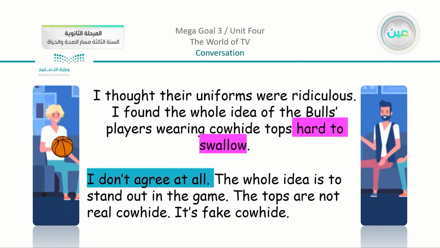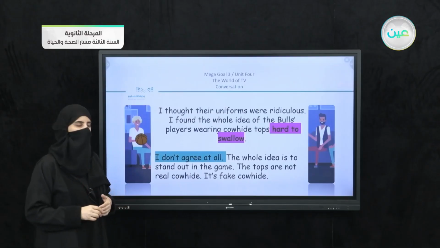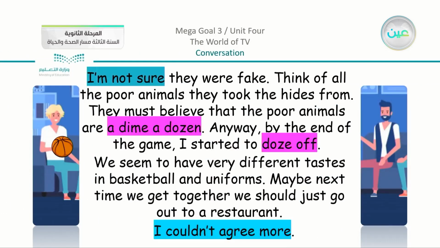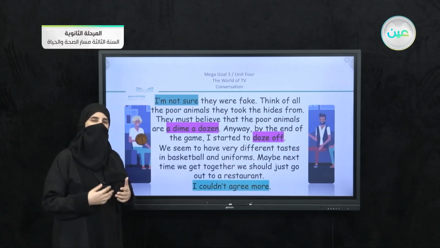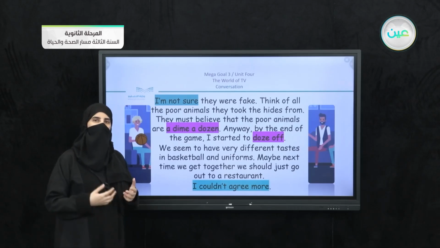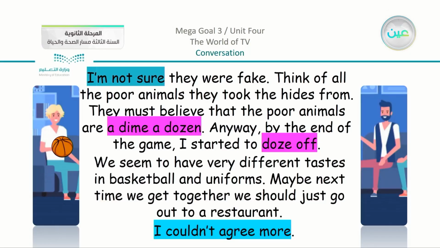There's also another phrase here, "I don't agree at all." So this one is very obvious, very clear. You can simply disagree with someone by saying that you don't agree at all. Moving on, you can see that there are two phrases. Now the first one, "I'm not sure they were fake." When they were talking about the cow hides here, and he said that he's not sure that they were fake, is this a way to agree or disagree? Basically, when you have a negative in the phrase, this is a way to express disagreement in general.